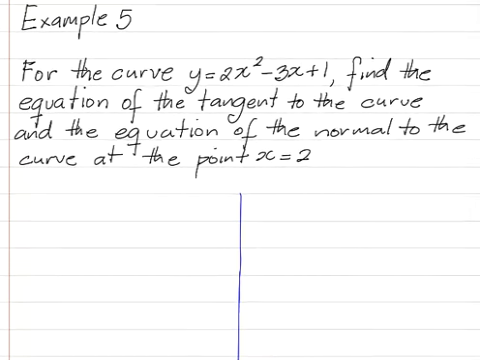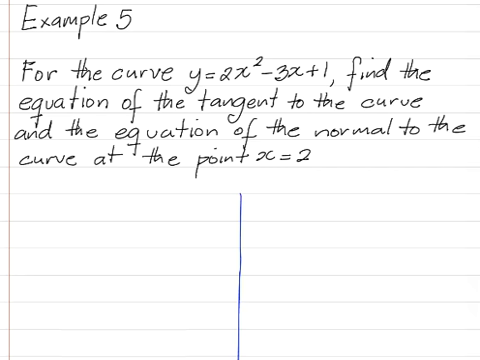Example 5. The curve y is equal to 2x squared minus 3x plus 1. Find the equation of the tangent to the curve and the equation of the normal to the curve at x is equal to 2. Alright, so now we're being asked to find the equation of the tangent. Remember, the tangent is a straight line, so your knowledge of coordinate geometry, both the tangent and normal are what? Are a straight line. What we do know is that dy by dx, which is the gradient of the curve, is equal to the gradient of the tangent to the curve. So let's start out by finding dy by dx, because by finding dy by dx, we can determine the gradient of the tangent.